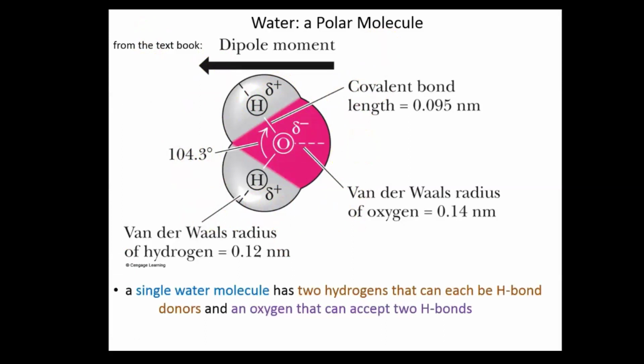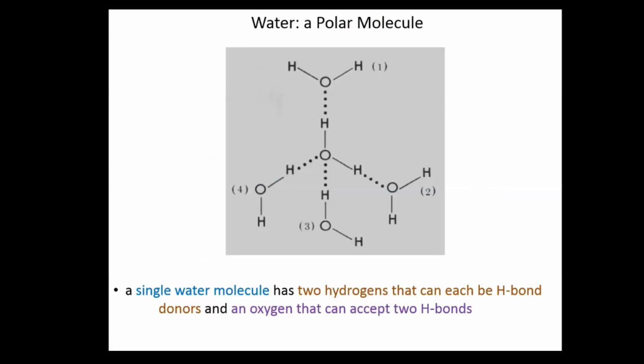So every water molecule has two hydrogens, which can each engage in single H bonds each. They are single H bond donors. And the oxygen can actually accept two H bonds from another molecule. So we have four possible H bonds that a water molecule can make.